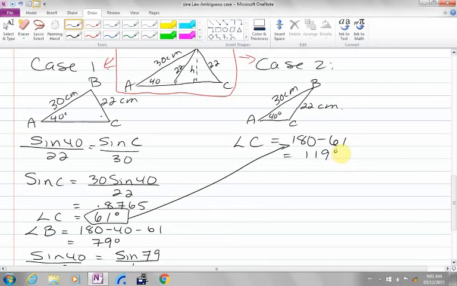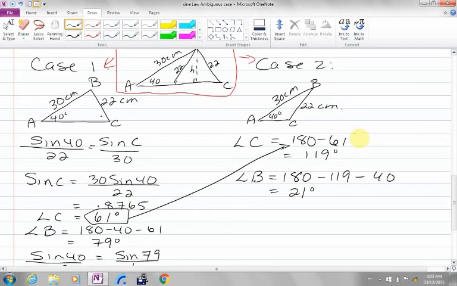All right. So then we've got angle C. Angle B is easy to find as well. We're just going to go 180 minus 119 minus 40. So angle B is 21 degrees. And it makes sense that angle B is going to be a lot smaller, right? Angle C gets bigger, B has to get smaller, right? So B may or may not be obtuse in the first case, but will definitely be acute in the second case.